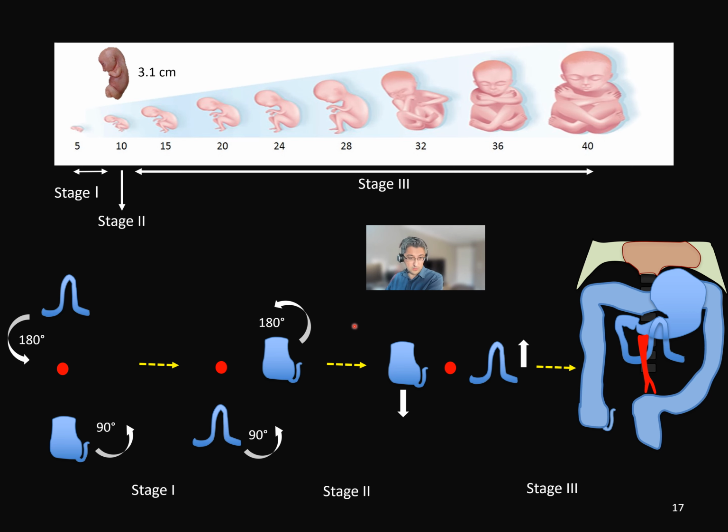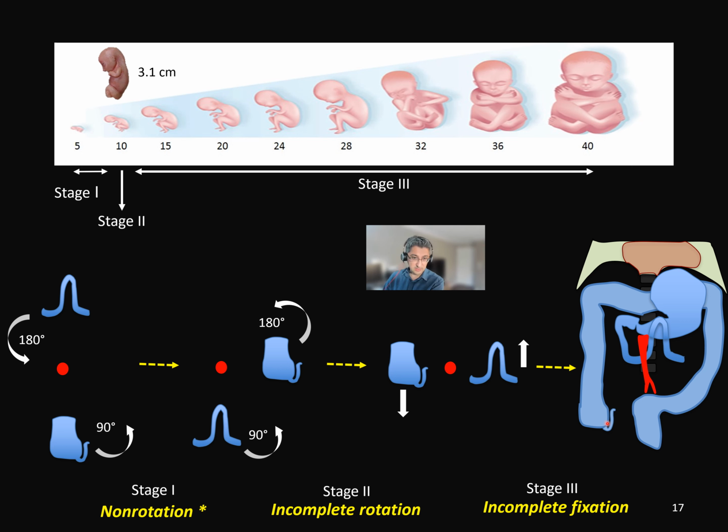So if there's a disruption during this embryologic development during stage 1, between 5th and 10 weeks, the resultant pathology is non-rotation. And this is the most severe form. If there is a disruption during stage 2, between 5th and 10 weeks, it's called incomplete rotation. And after 11 weeks, the resultant pathology is called incomplete fixation.